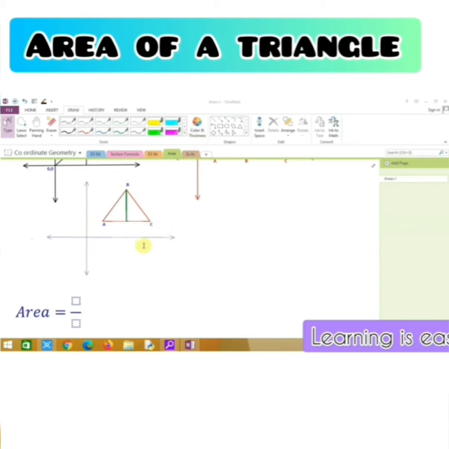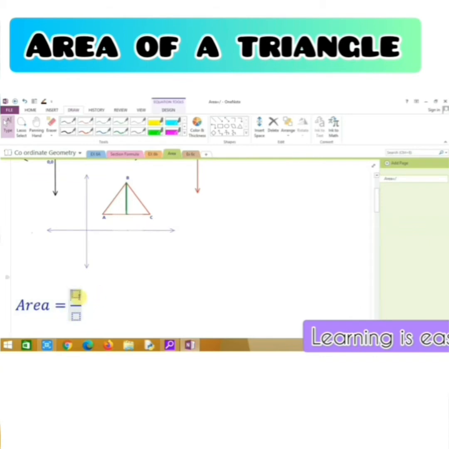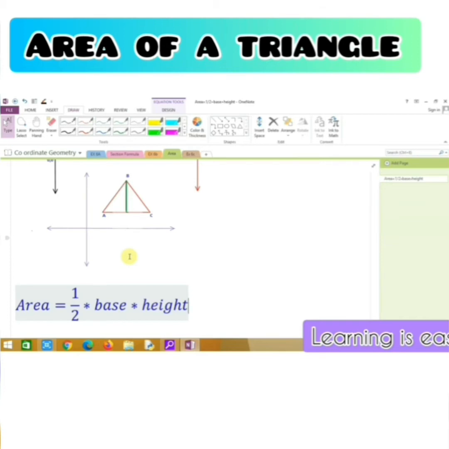So to find the area of the triangle, we can just drop a perpendicular, a median line, and the formula we already know is area is equal to half into base into height. So we'll look into the other possible ways we can calculate the area based on the coordinates, as this is part of coordinate geometry.